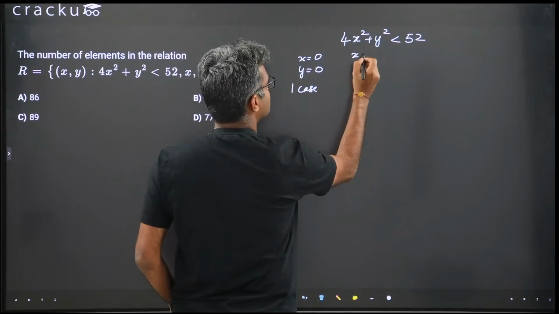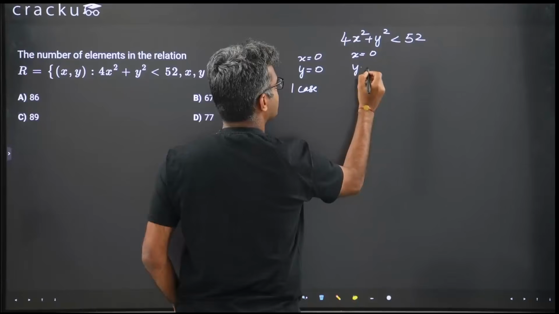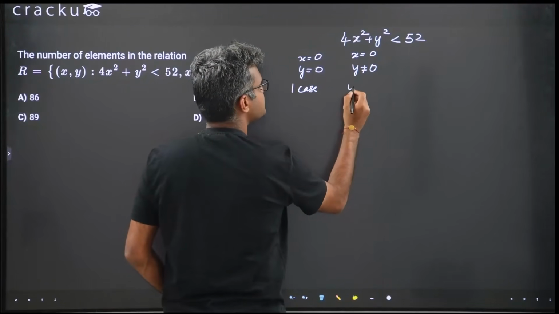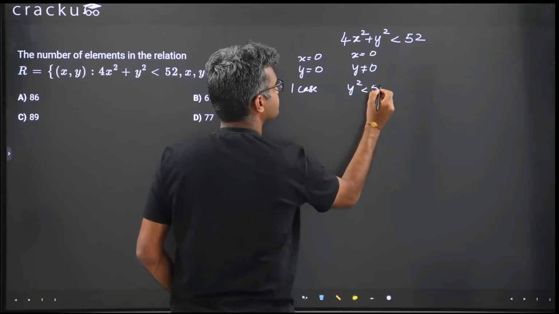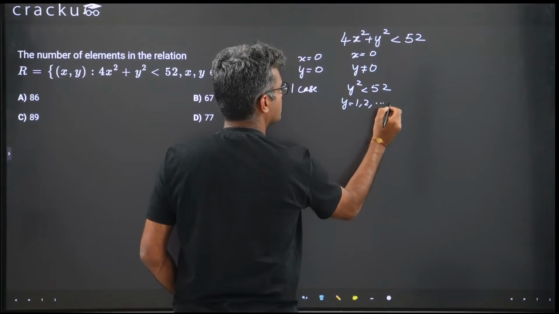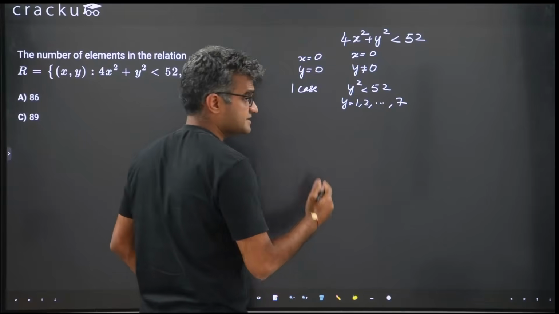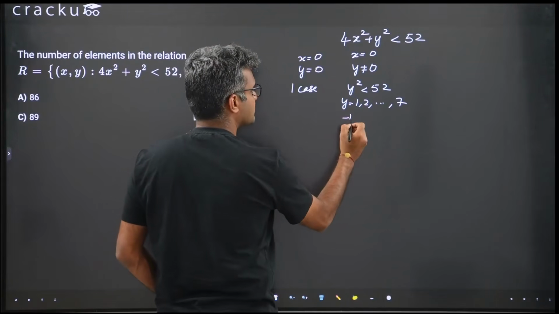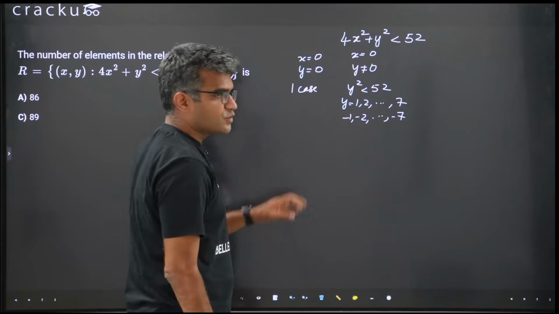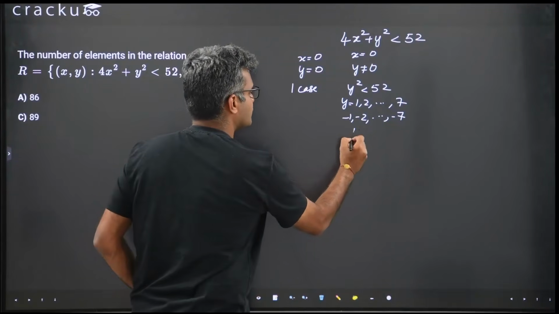If x is equal to 0 and y is not equal to 0, the inequality that we have will be y square is less than 52. So the values y can take are 1, 2, till 7. This is positive value. Similarly, minus 1, minus 2, till minus 7. So the total number of cases possible are 14 cases.